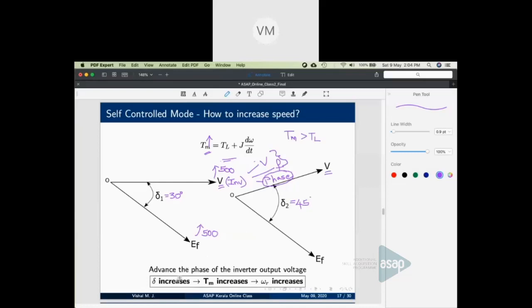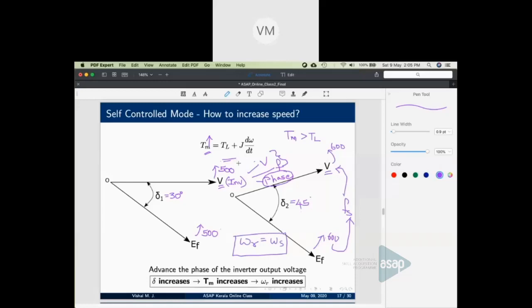Now what happens? Delta increases from 30 to 45. Sin 45 is more than sin 30. So your machine torque increases. If your machine torque increases, your speed also will increase. At 45 degree, this speed has increased to 600 RPM. This is sensed. You extract stator frequency and apply it to voltage, so this also will rotate at 600 RPM. See, from 500 to 600, even during transients, the speed of the FS and FR both are same. That's why I said for a self-controlled mode of operation, omega R is equal to omega S, not just during steady state, even during transients.